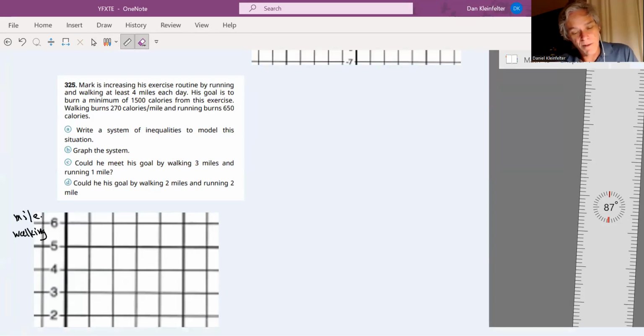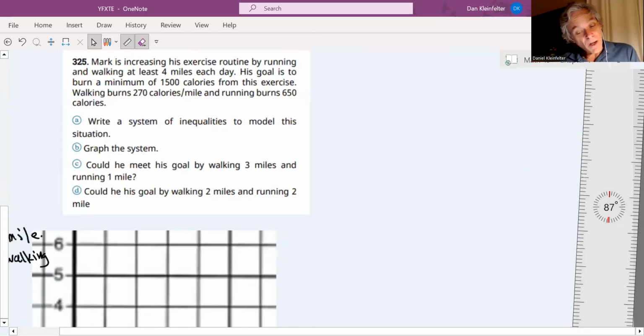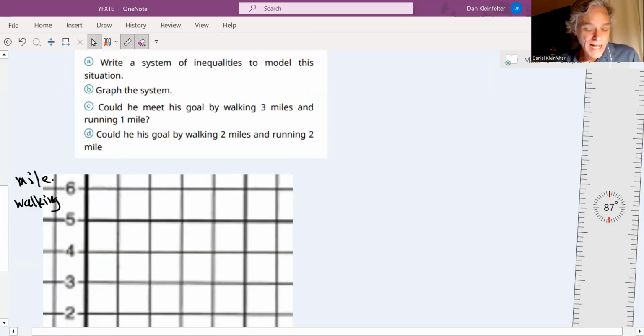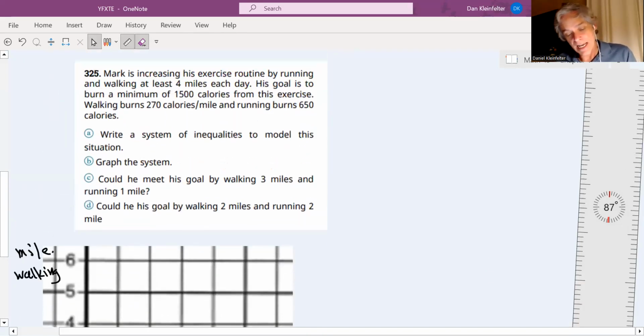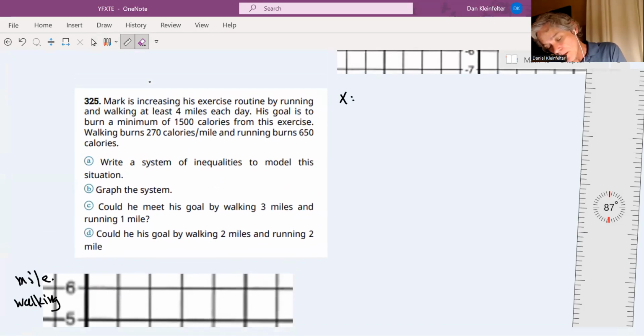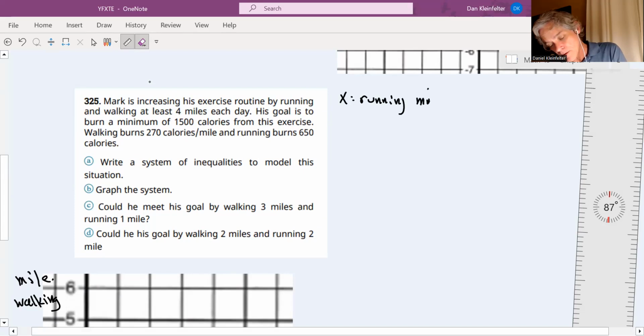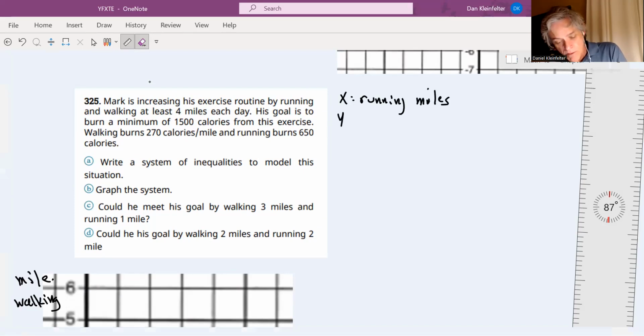I had minutes in there for some reason. Okay, all right, so miles walking on the y-axis, miles running on the x-axis. X will be the miles spent running, y will be the miles spent walking.